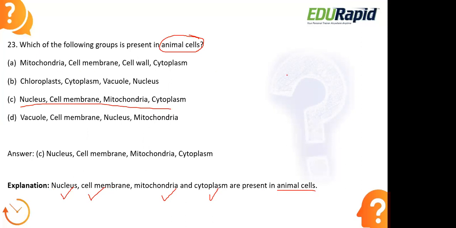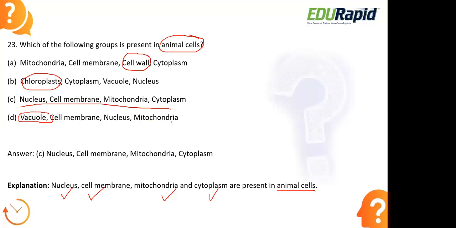Okay, when we are looking at the rest of the options, cell wall is not present in animal cells. It is present only in case of plant cells. Chloroplast, which is required for photosynthesis because it consists of chlorophyll pigment, is present only in plants, not in animal cell. Okay, but when we are looking at the last option, vacuole: minor vacuoles are present in animal cells, but not a bigger one. So the major cell size is occupied by the vacuole in case of plant cell.